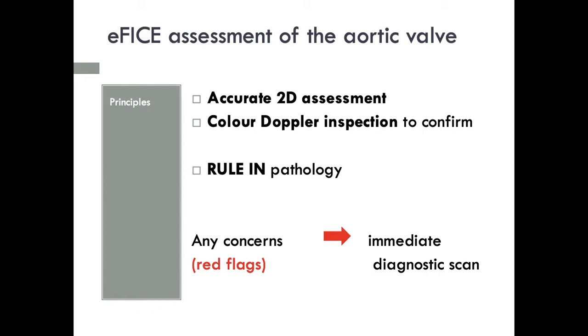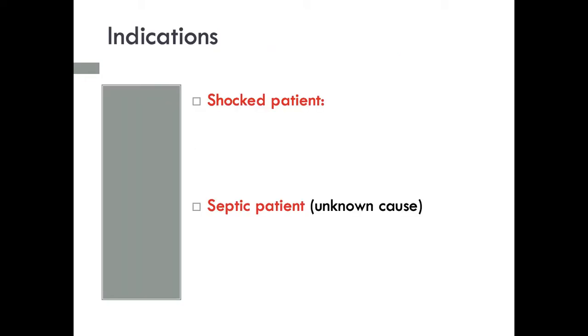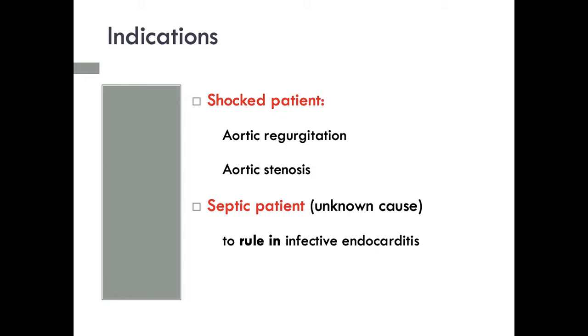And of course, as soon as we have any concerns or any of our classic red flags come up, our action is to refer the patient for an immediate diagnostic formal scan. So how can the aortic valve really contribute to cardiogenic shock? And in a shocked patient, we might see it as a result of aortic regurgitation or aortic stenosis. We might also be examining the aortic valve in a patient with sepsis of unknown cause, because of course we're looking for infective endocarditis, which is a rule-in diagnosis.